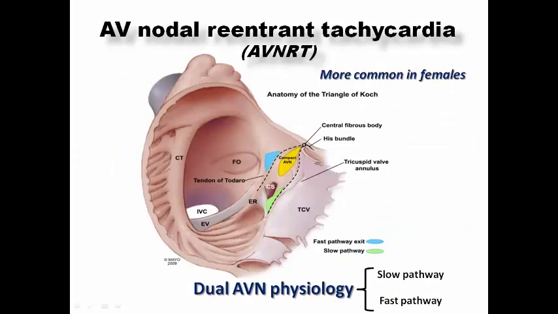AVNRT is one of the most common types of SVT, and by incidence it is the most common one. It is more common in females, and is characterized by the presence of dual AV nodal physiology, which is present since birth, but usually manifests in middle age or sometimes even old age. Although it is not impossible to find AVNRT in young people or adolescents, it is more common in middle age. In these patients, instead of just one pathway passing through the AV node from the atrium to the ventricle, we have two nodal connections called the slow pathway and the fast pathway.